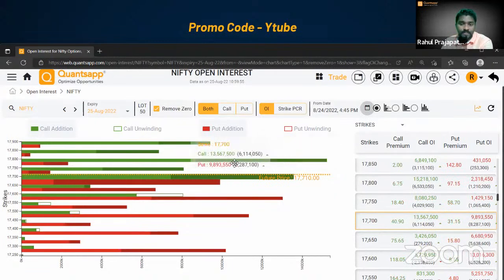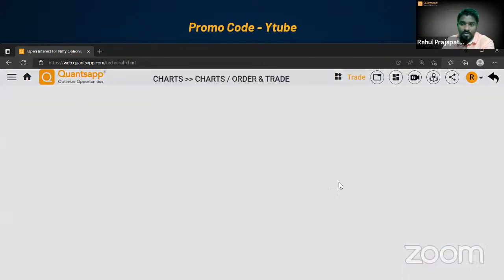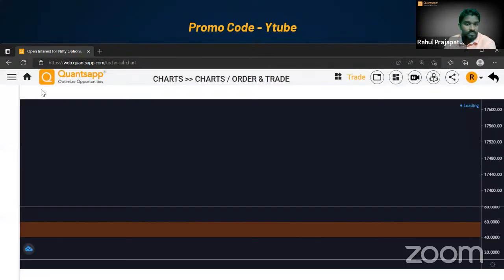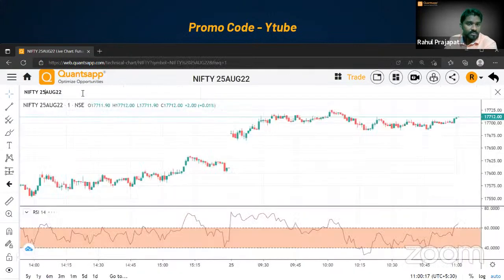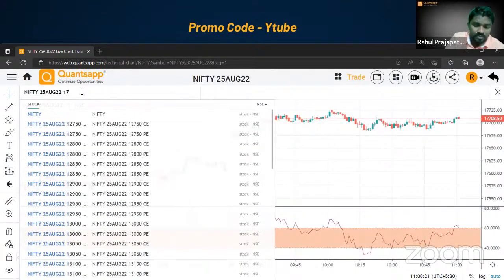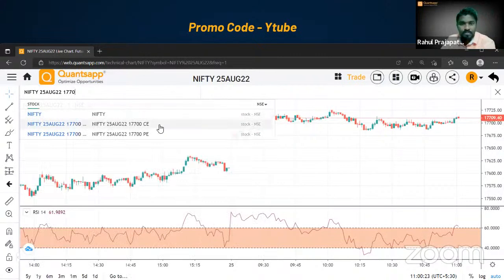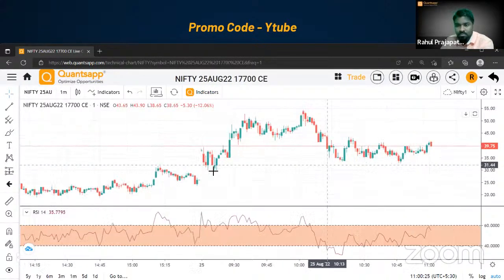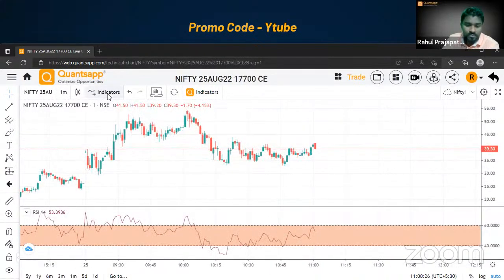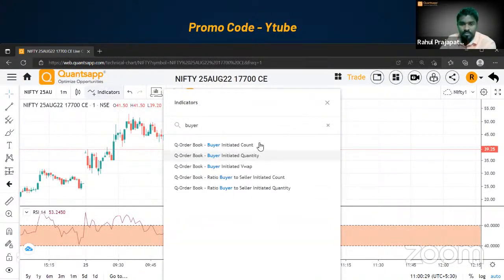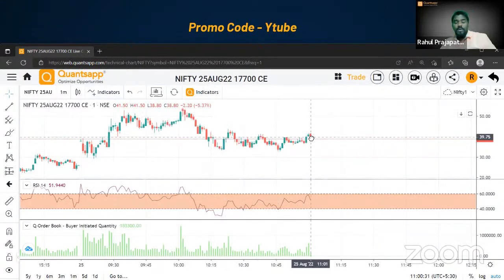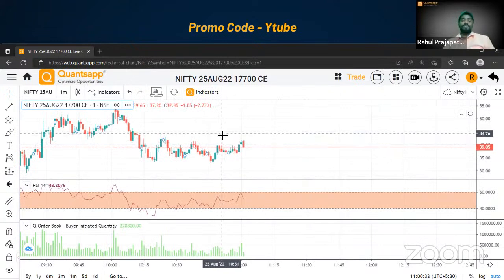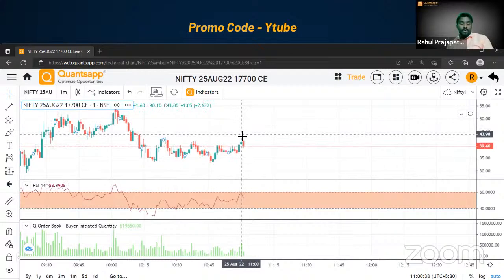Let me see. The stock Nifty has moved to 17,710. Okay, so we need a breakout again above this level. So this is what we need. So buy initiative should increase. That's what we needed.